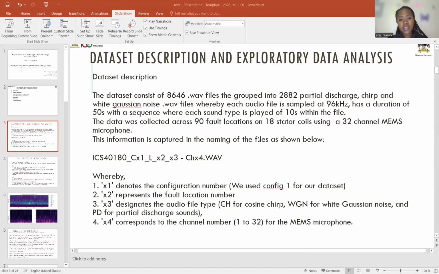The data was collected across 94 locations on 18 SATA calls using a 32-channel MEMS microphone, and this information is captured in the naming of these files, as you can see. So we have the fault location number, the audio file type, and the white Gaussian noise.